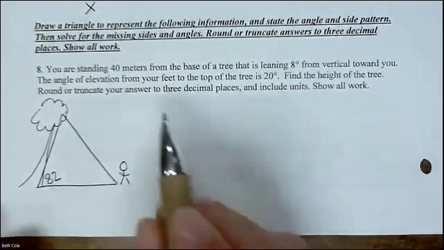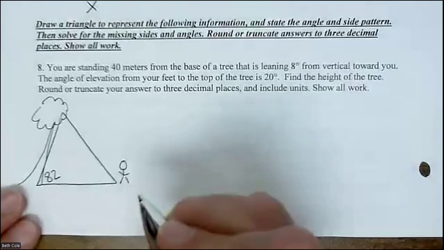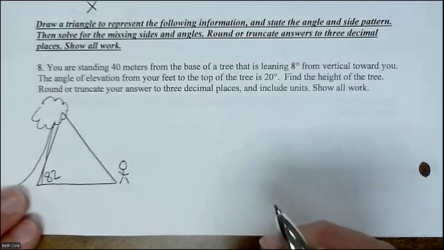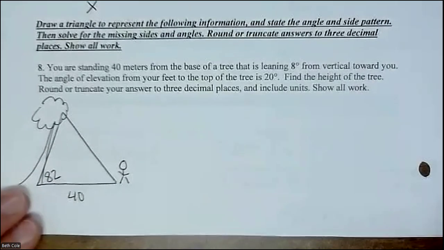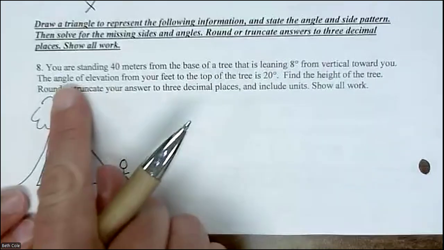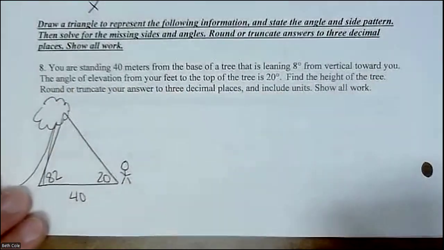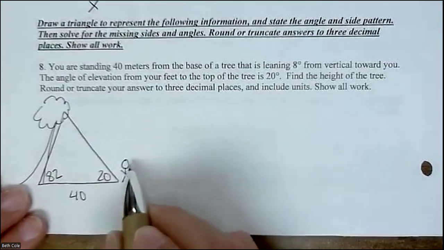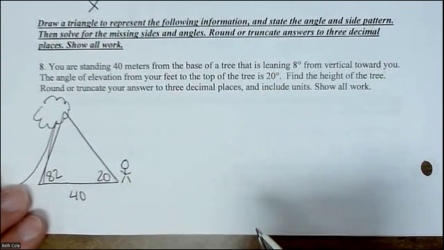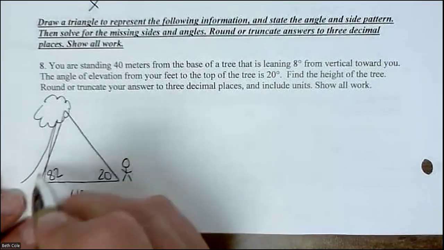And then this is you. You're 40 meters away from it. So where does the 40 go? Bless you. At the bottom, you're 40 meters away. Angle of elevation from you to the tree is 20. So that goes next to you. This is you, by the way. All right. Find the height of the tree.